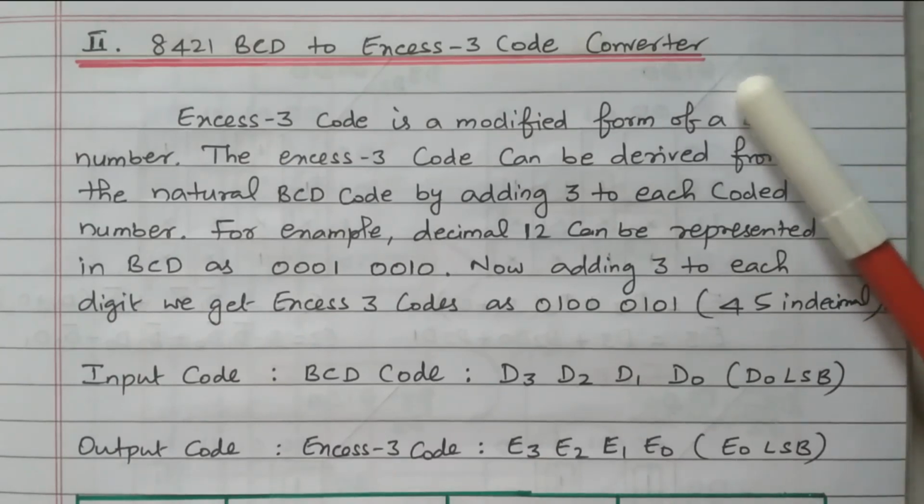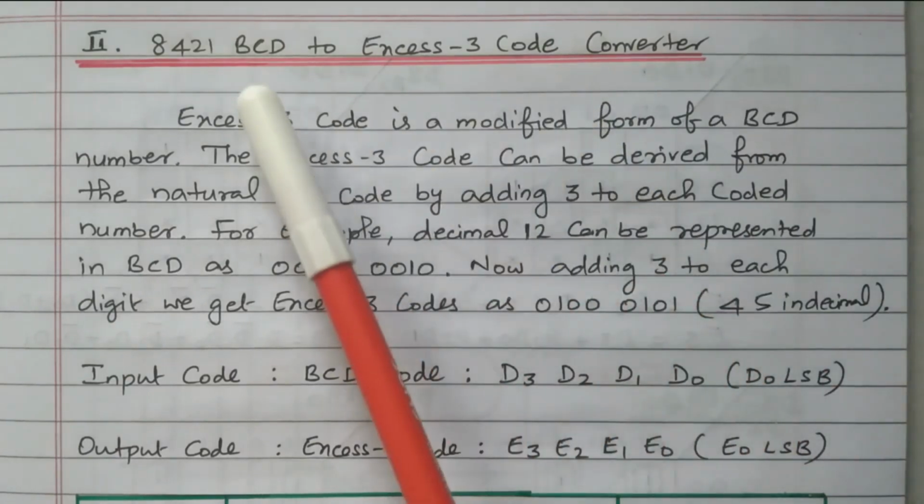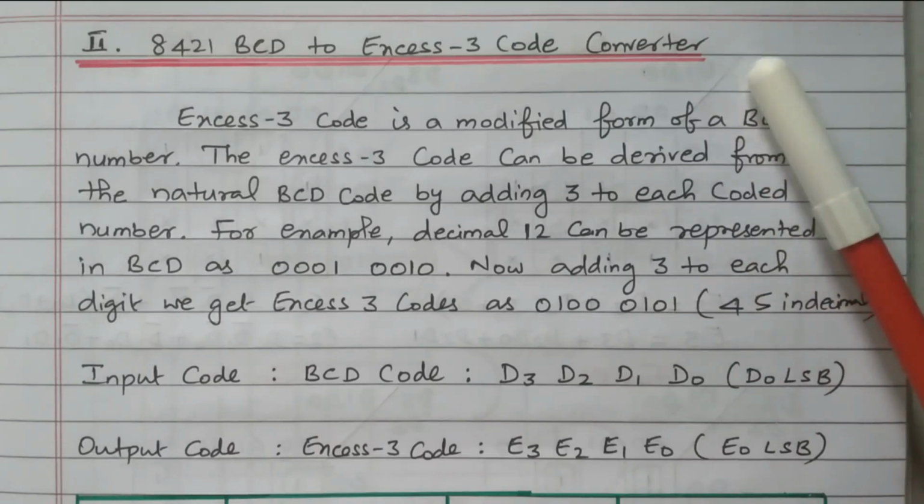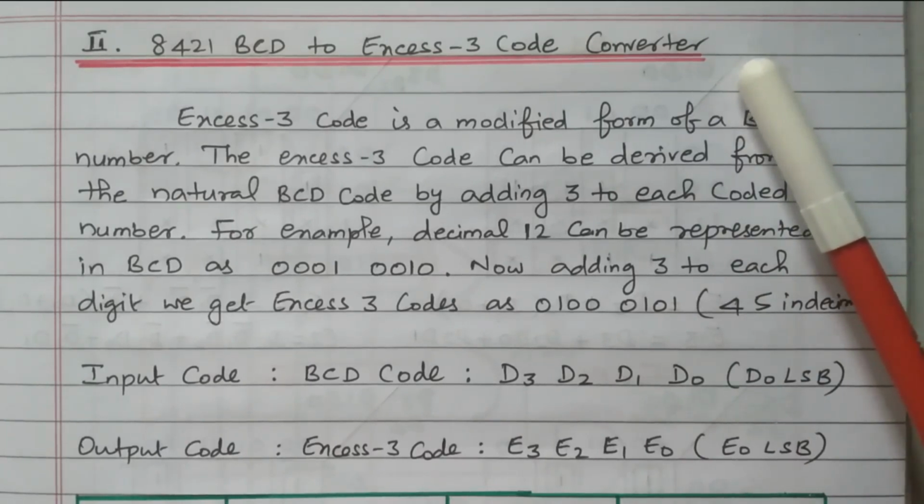Now we'll go to the topic. It's a code converter, that is BCD to XS3 code converter. We'll see what the truth table is, what the logic diagram is, and how to convert BCD to XS3. What is the logic circuit for that? We are going to develop the logic circuit for this converter.